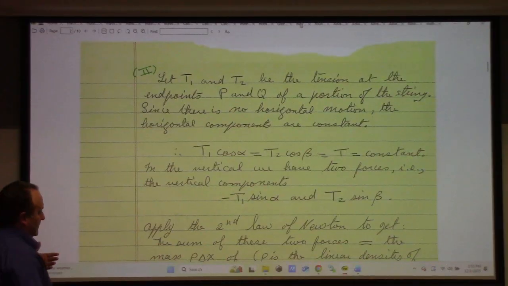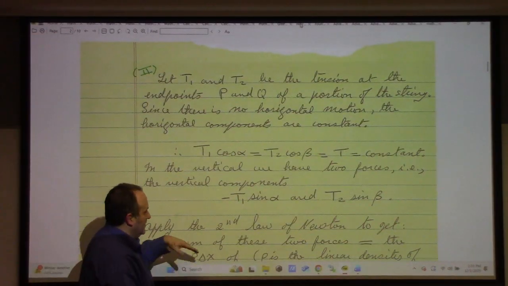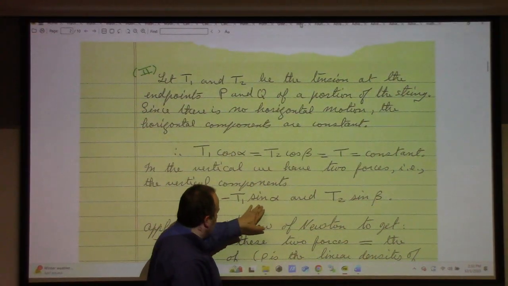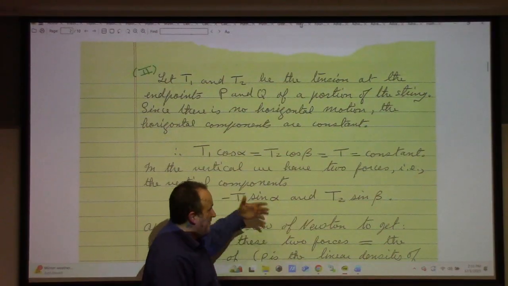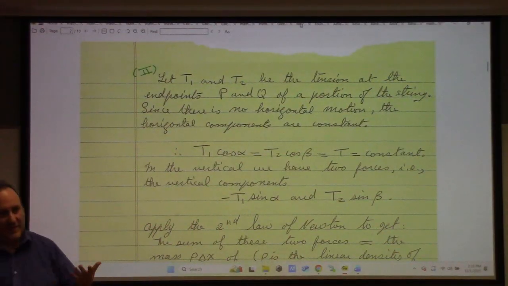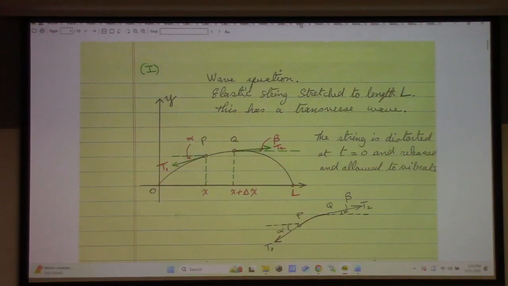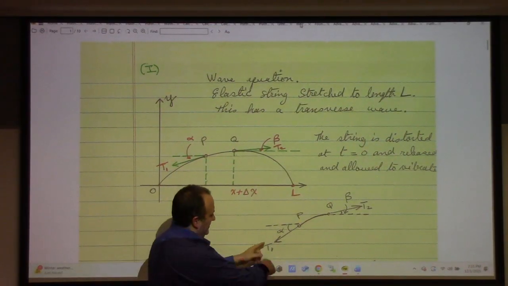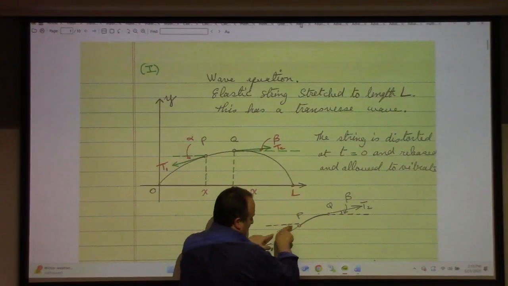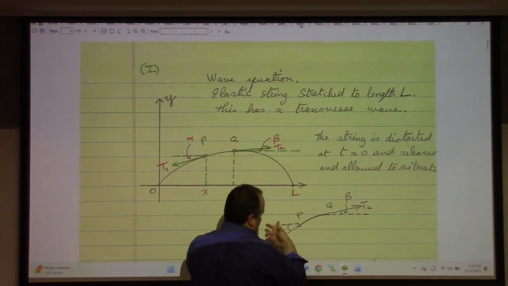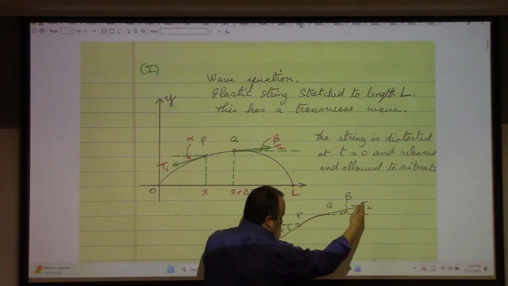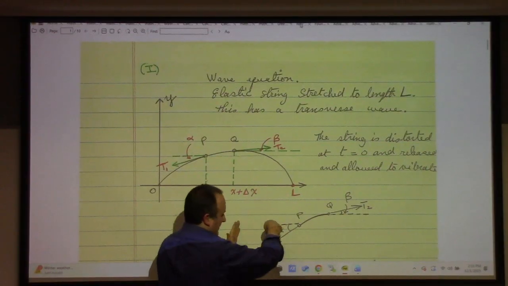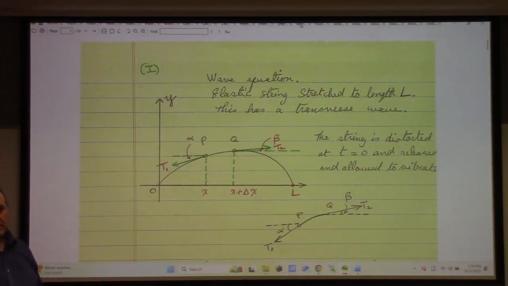The vertical, we have two forces, and of course we have minus T1 sine alpha and T2 sine beta. If you go back to the previous page, those are just obvious, right? That's simple physics 231 stuff, right? Break into components. Cosine for horizontals, sine for vertical, and of course this one's up, but that one's down. That's why the minus and the plus, right?